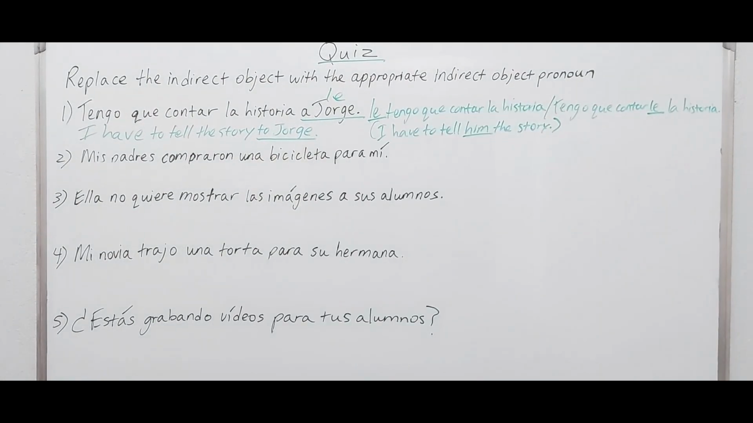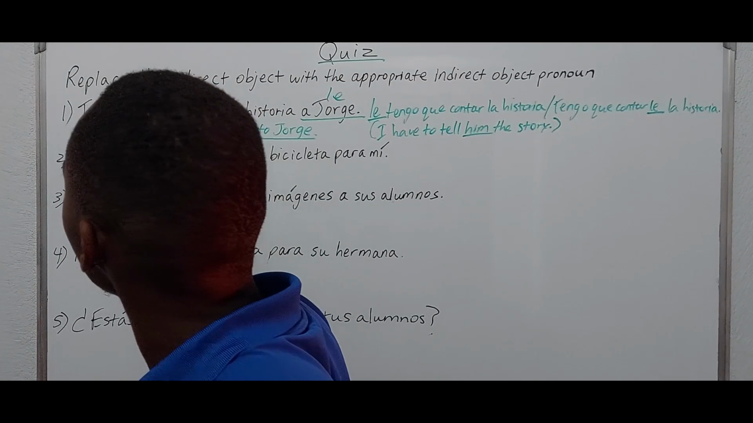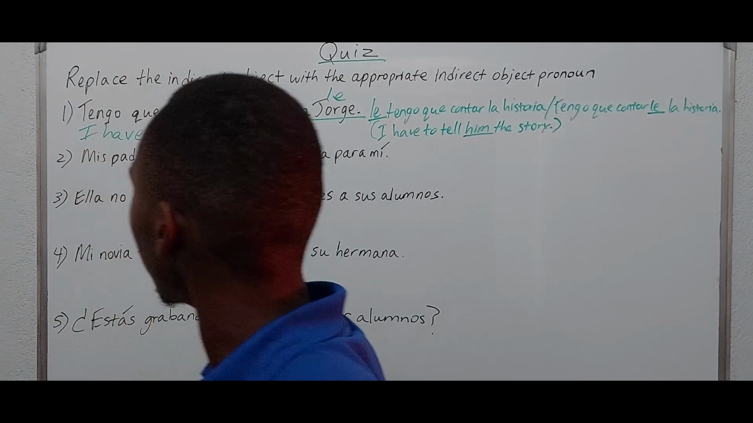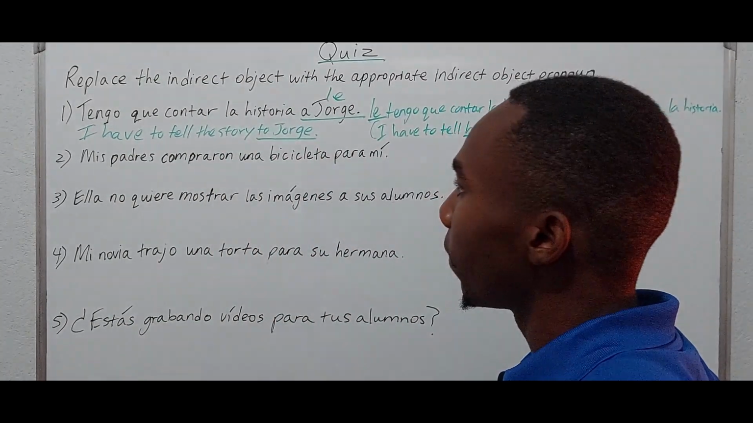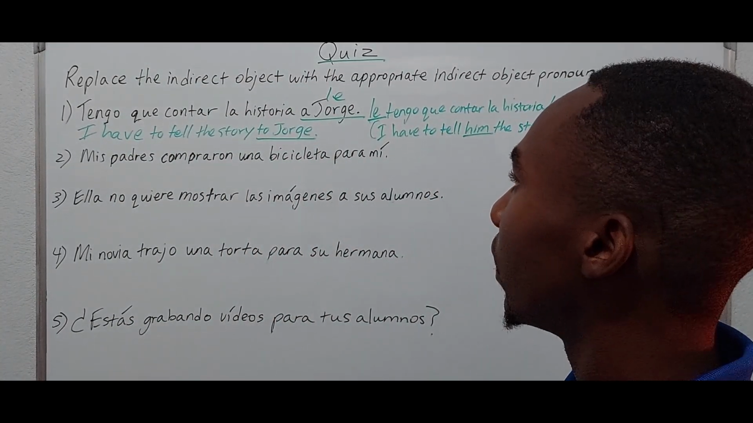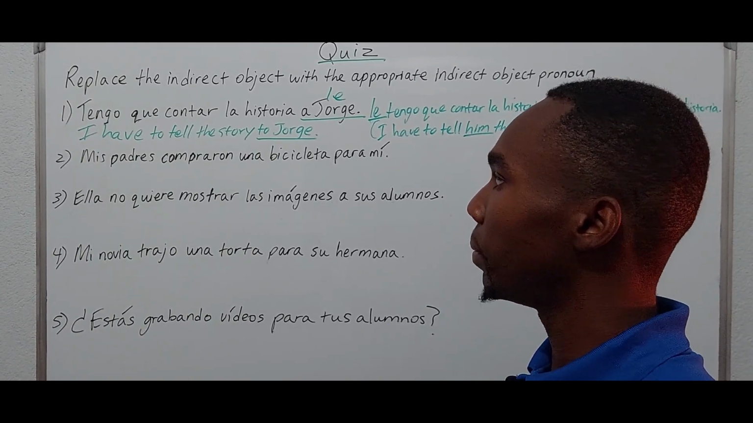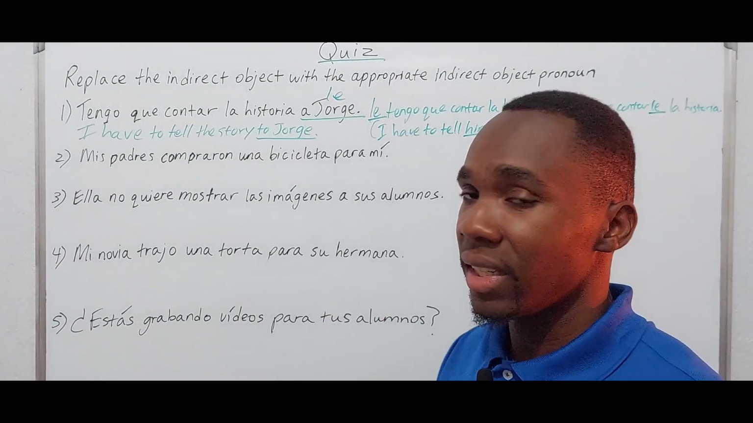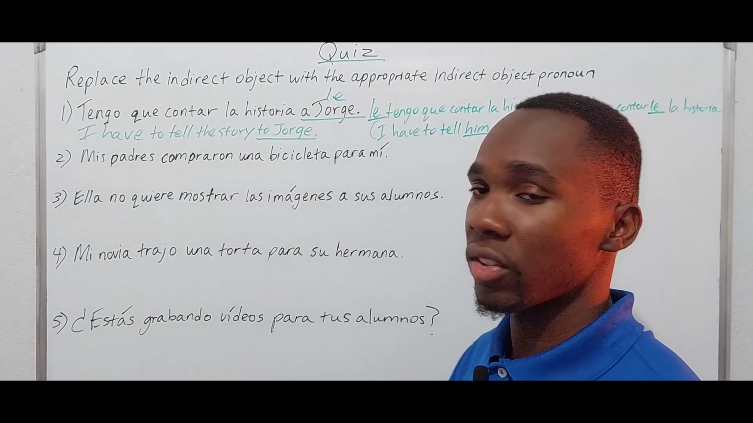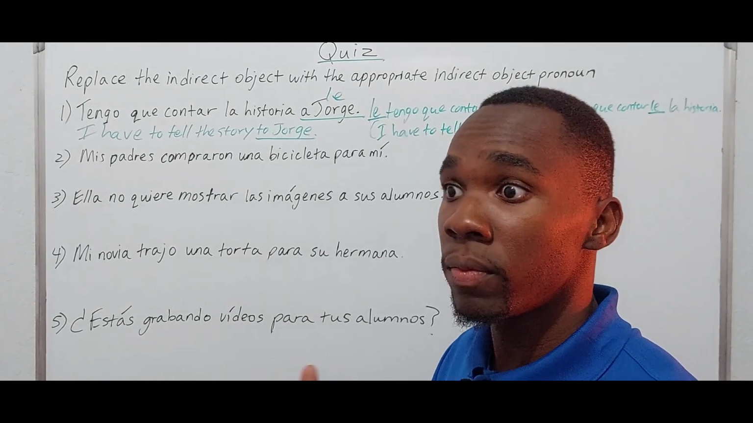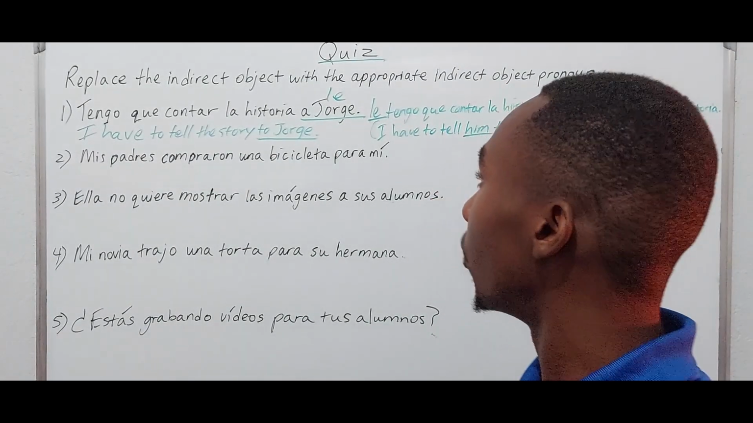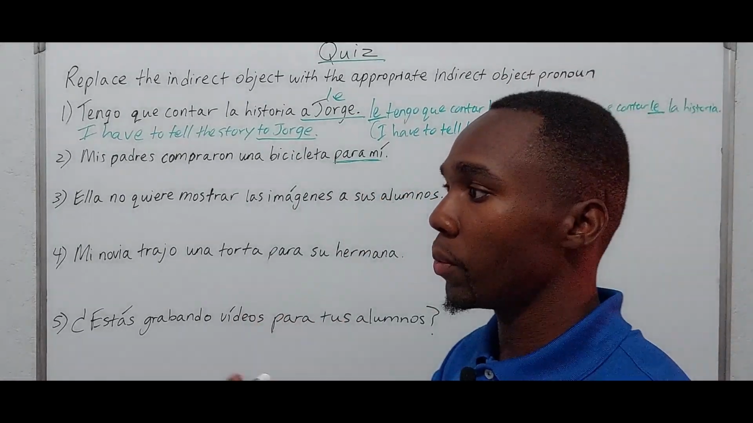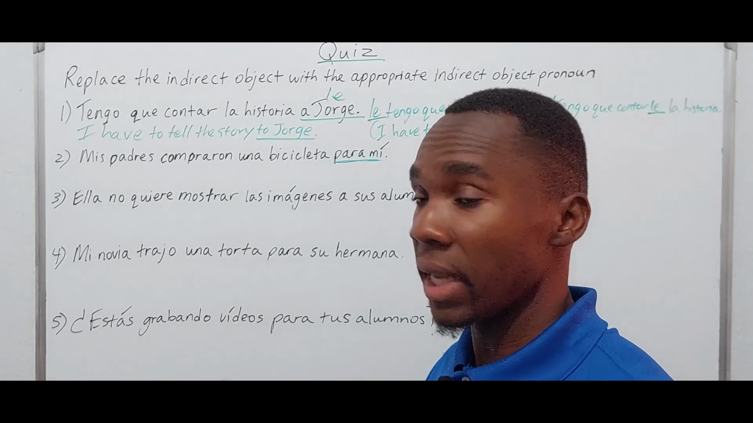Let me just form this a little bit better. Okay, so, mis padres compraron una bicicleta para mí. My parents bought a bicycle for me. What did they buy? Una bicicleta. That's our direct object. For whom? Me. So para mí is our indirect. And of course, the appropriate indirect object pronoun would be me.